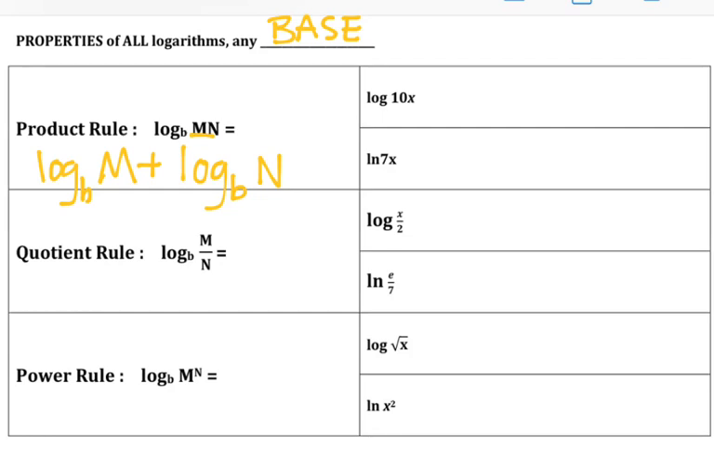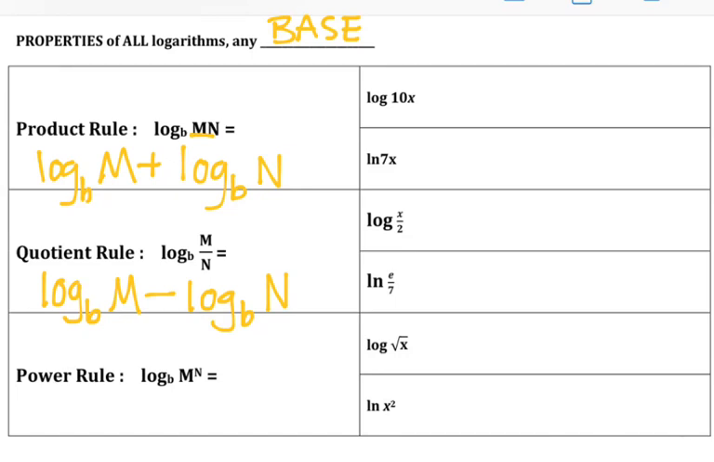Now, division is a little bit different. Right below it, in the box right below, if you have a quotient, which is what this is, what you're going to do is log base b of the top thing in the quotient minus log base b of the bottom thing in the quotient. So when it's a product, you're going to add the 2 logs together. When it's a quotient, you're going to subtract the 2 logs.